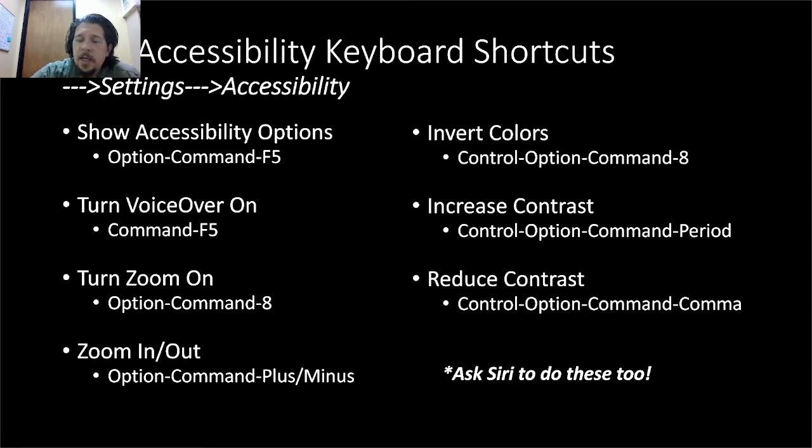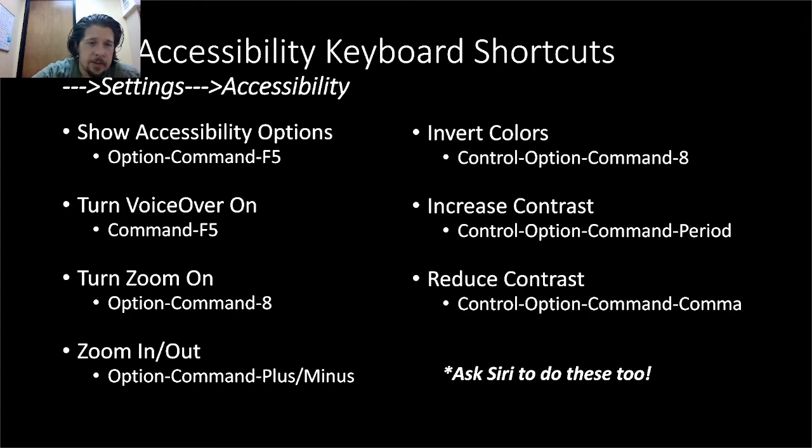Inverting colors would be Control Option Command 8. It's a little bit different than turning on the zoom. You've added an extra button there, so you've got 4 altogether. Control Option Command 8. Increasing contrast or decreasing contrast is Control Option Command period or comma. Period to go in bigger, comma to go in less, or to come back out.